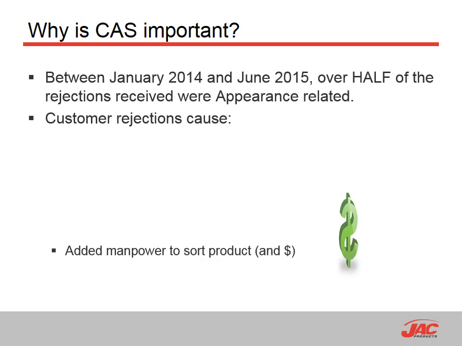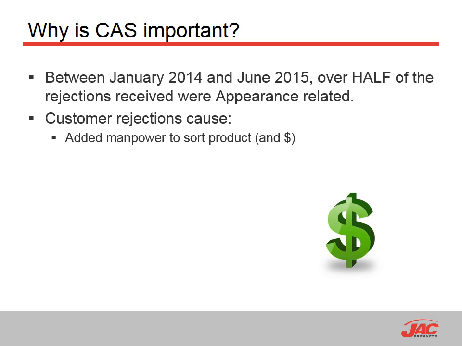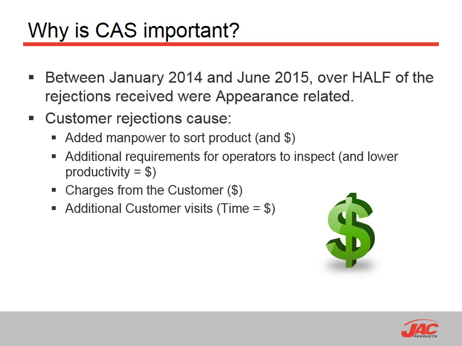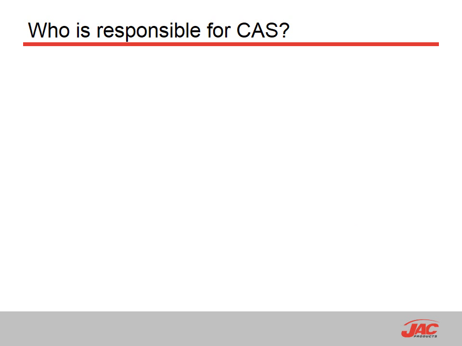Items such as added inspection points to the process, more requirements for our operators to do when inspecting, such as China marks, labels, or initialing parts, all take extra time. The customer also charges us for their labor to inspect our parts and possible line stoppages. Or the customer may want to visit us more often, which takes more time for our engineers to prepare and spend with them. Who is responsible for CAS?